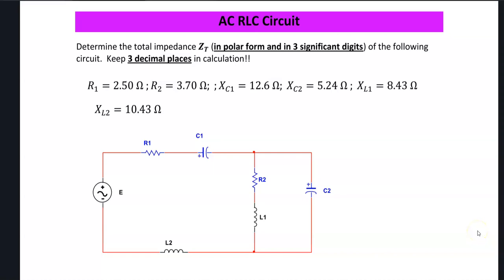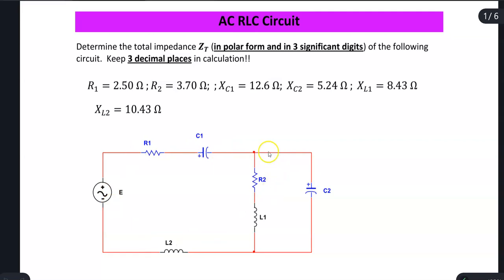Hello everyone, in this video we will work with an AC RLC circuit, and the question asks us to determine the total impedance of the following series-parallel AC RLC circuit. The question asks us to present the total impedance in polar form and in 3 significant digits. To be consistent, we are going to keep 3 decimal places in calculations.